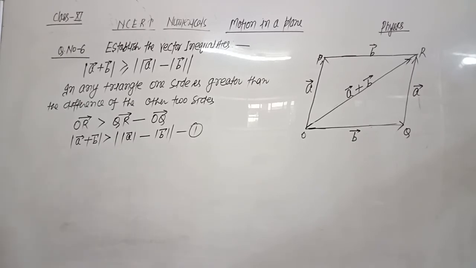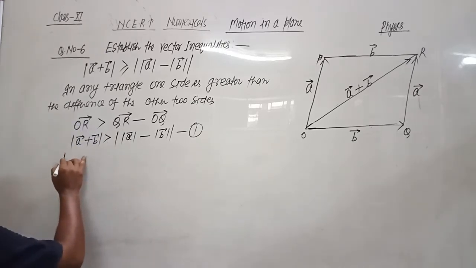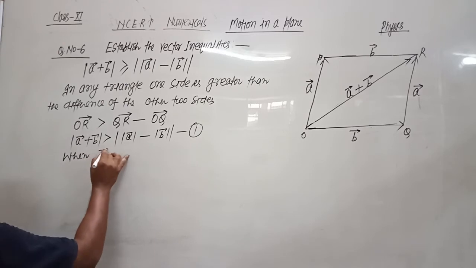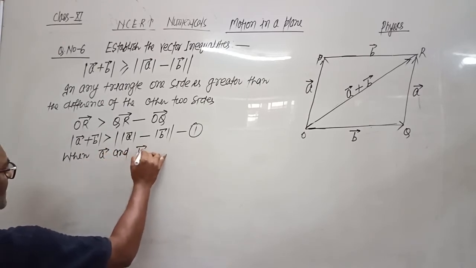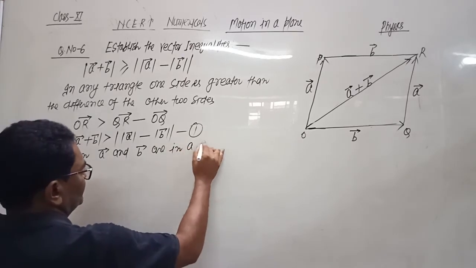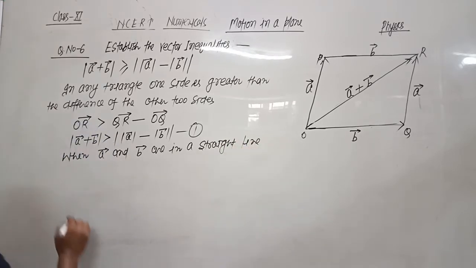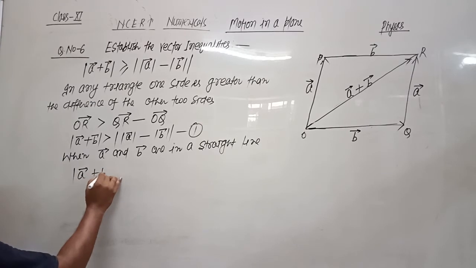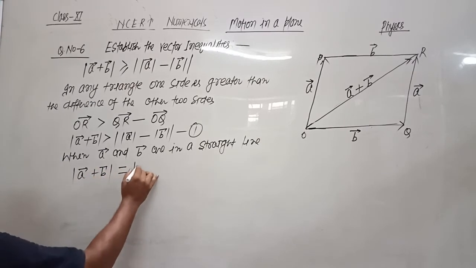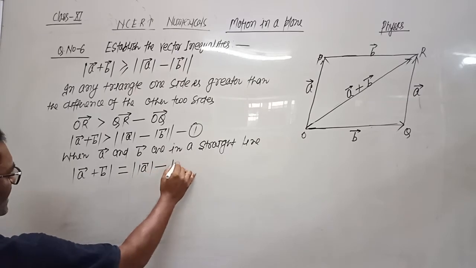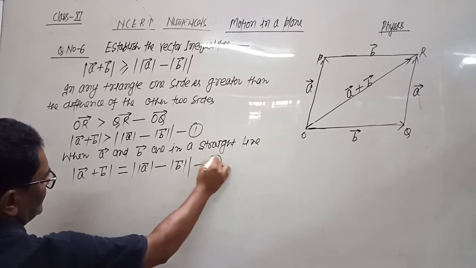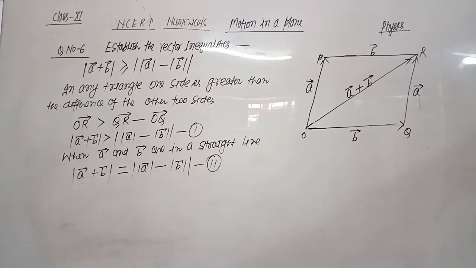And when vector A and vector B are in a straight line, then the magnitude of vector A plus B is equal to the magnitude of vector A minus the magnitude of vector B. This is the second equation.